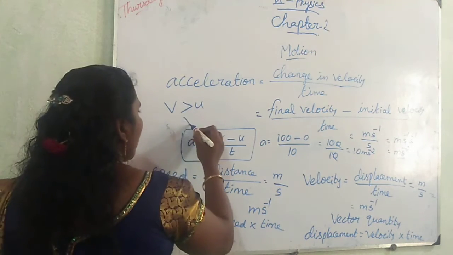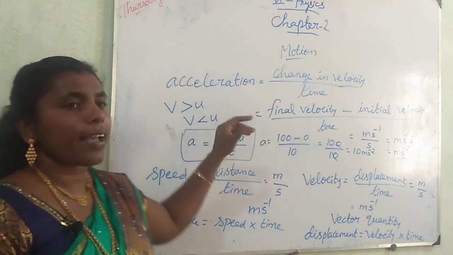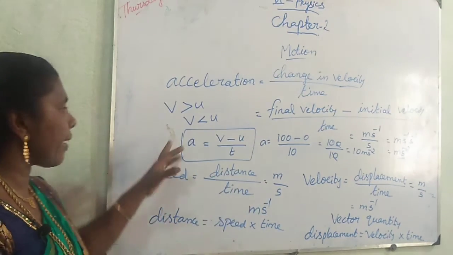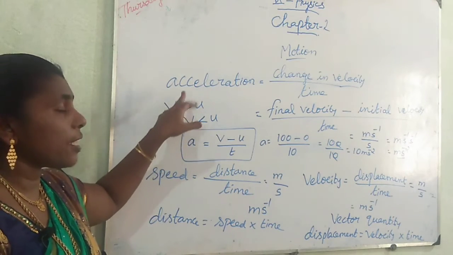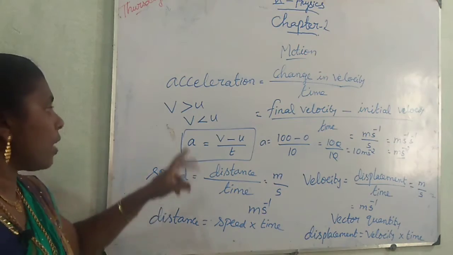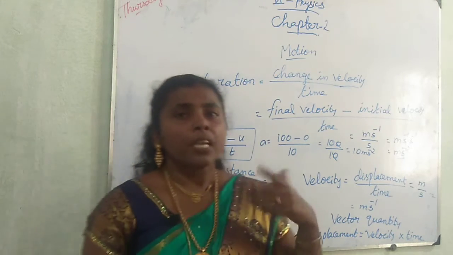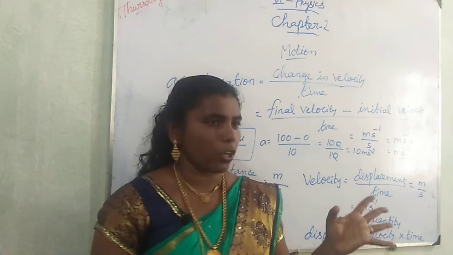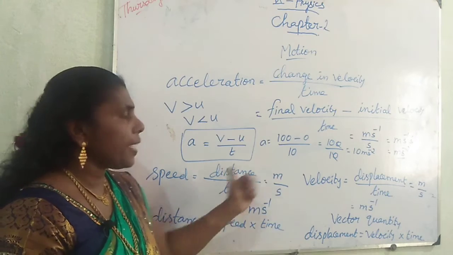Suppose the final velocity is less than the initial velocity, you will get negative acceleration, or retardation, or deceleration, you can say. Okay, so if the final velocity is greater than initial velocity, you get positive acceleration, and if the final velocity is less than initial velocity, we get negative acceleration. Other names for negative acceleration are deceleration or retardation. So these are about acceleration, speed and velocity.